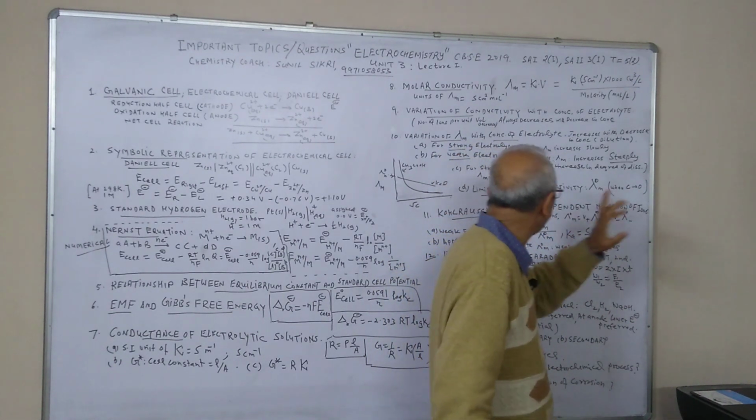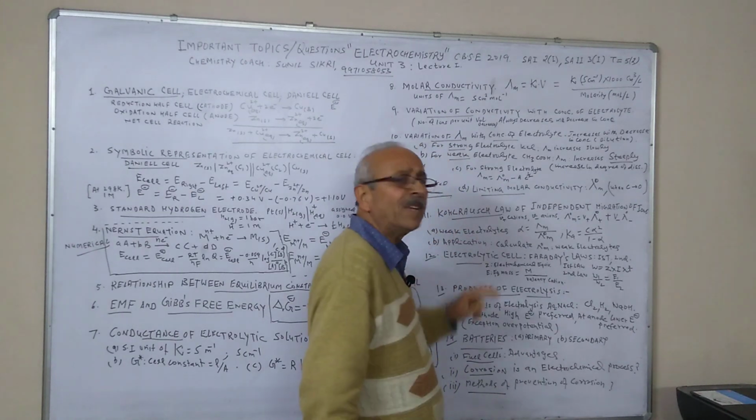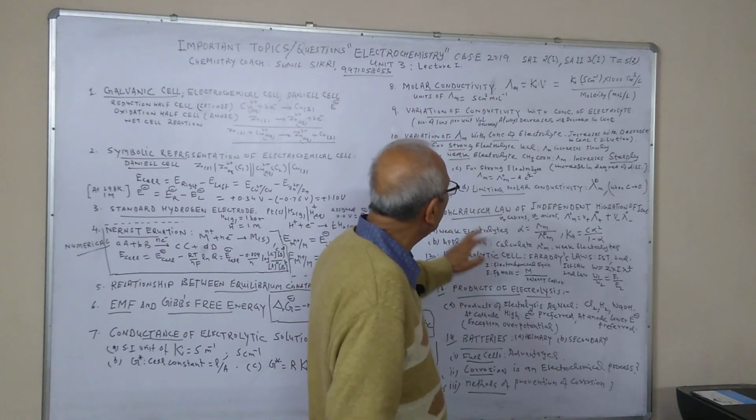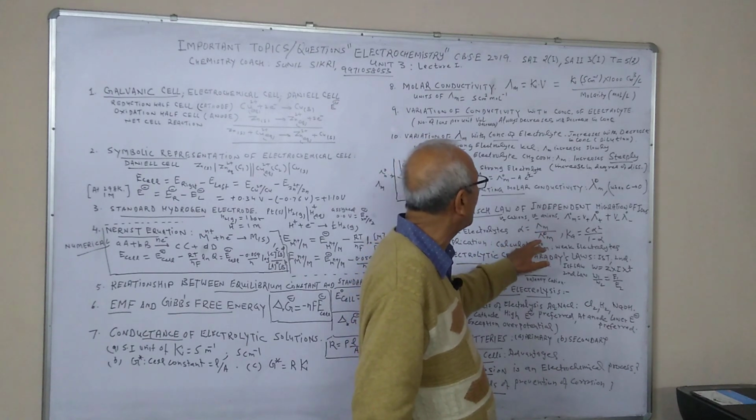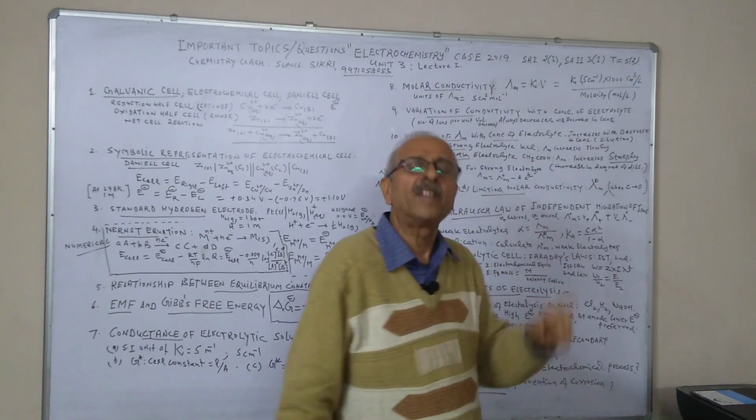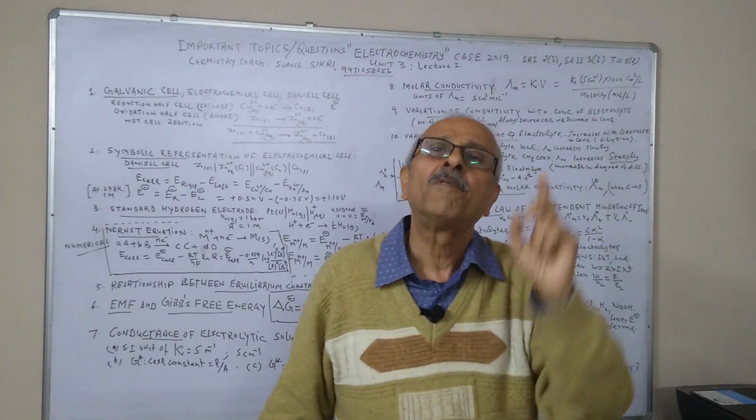The importance and application of Kohlrausch's law is that for weak electrolytes we can calculate the degree of ionization by using lambda m by lambda 0 m, and also we can find the dissociation constant of weak electrolytes. Very important numerical.